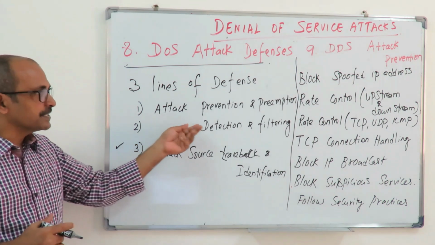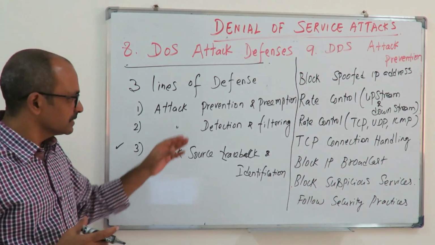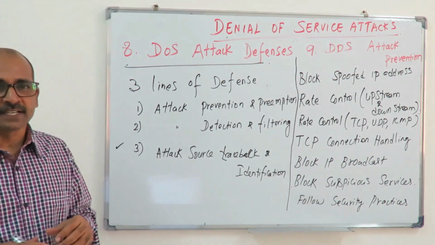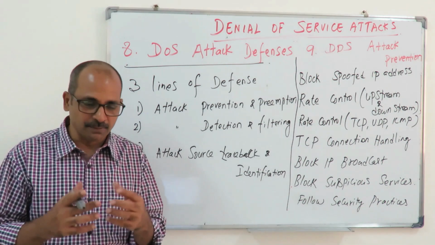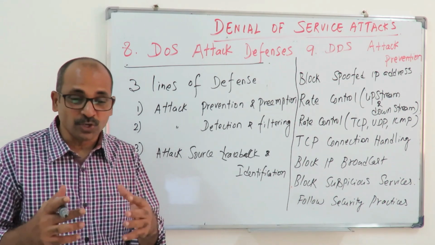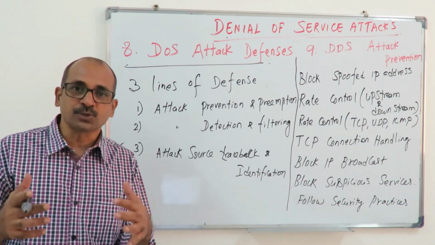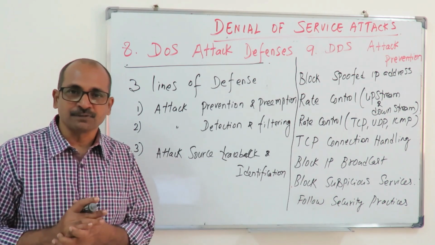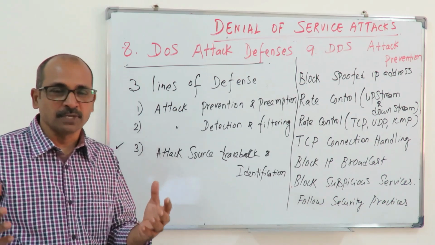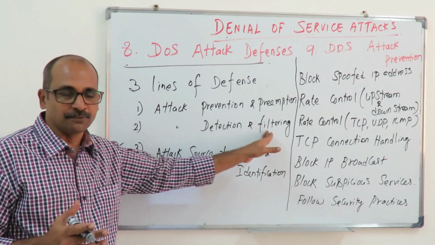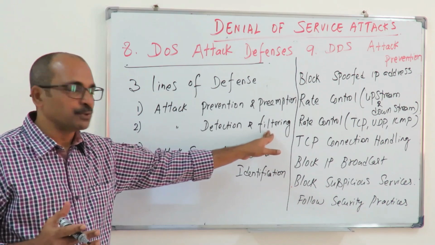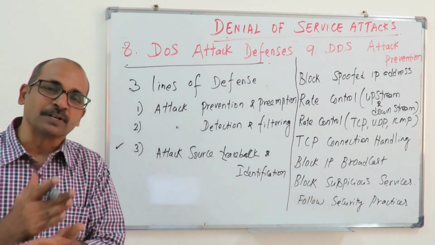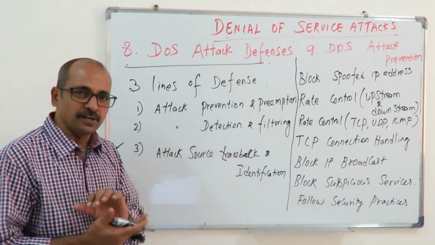Then attack detection and filtering. So there are a lot of tools available. So by using the tools you have to identify that DOS is going on in your network. Once you identify the denial of service attack is going on, then you can do some filtering by using the firewall concepts, or by using the proxy you can stop the packets. You can do the filtering concepts. So this is the second technique.